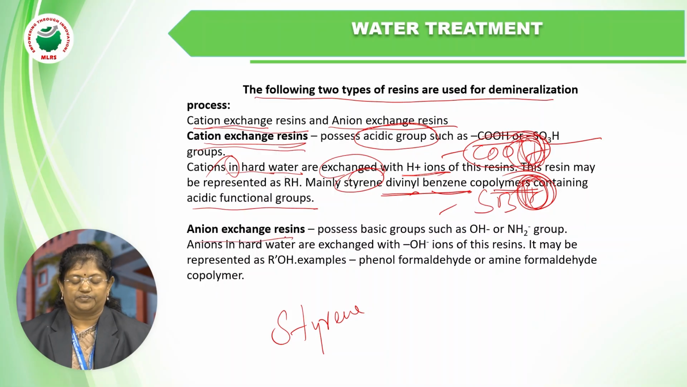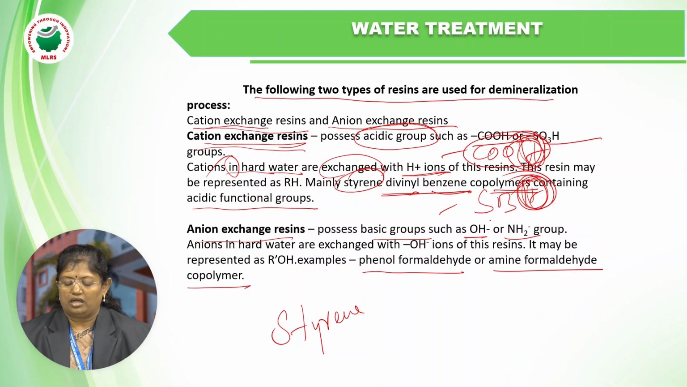Anion exchange resin possesses basic groups such as OH minus or NH2 groups. Basic groups should be present on the anion exchange resin. An example for the anion exchange resins is the phenol formaldehyde or amine formaldehyde copolymer resin, having functional groups such as OH minus or NH2 which are responsible for the exchange of anion of the water with the OH minus of the resin. So that is why they are called anion exchange resins.